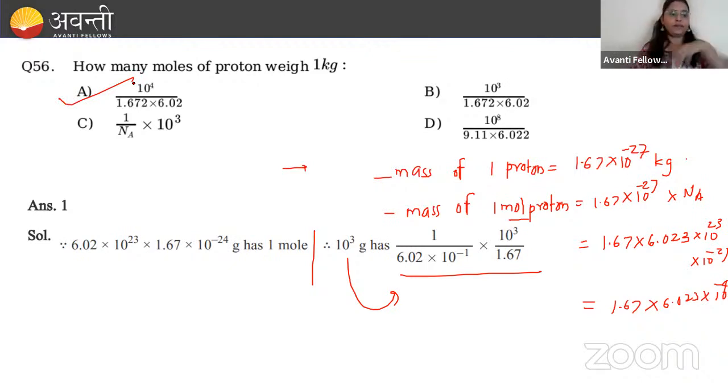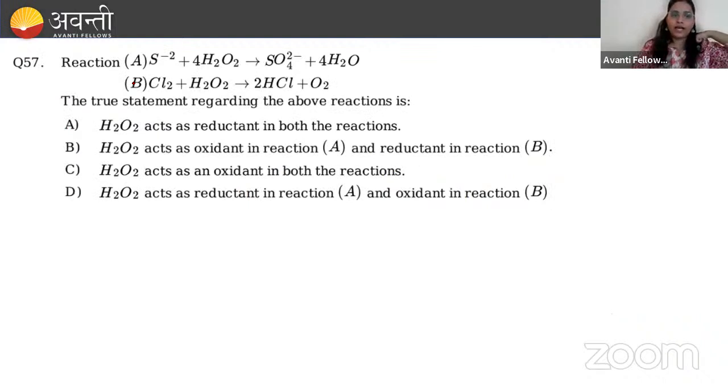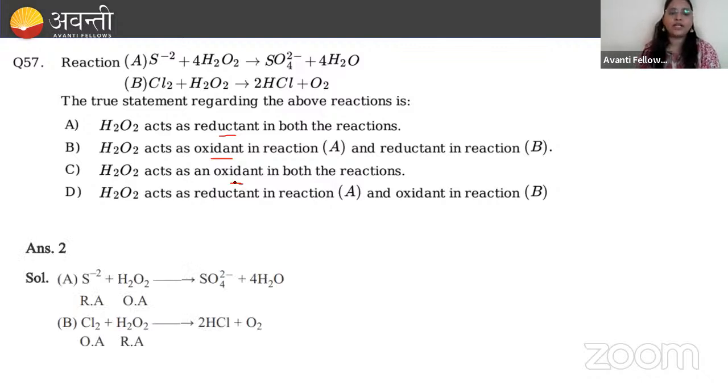Yeah. Next problem, 56, 57. A reaction is given to us and we are asked for the true statement regarding the above reaction. The options are: H2O2 acts as a reductant, H2O2 acts as an oxidant, H2O2 acts as an oxidant in both, or reductant in A and oxidant in reaction B. So consider both the reactions. Here you can see that the sulfur S2- species acts as a reducing agent and H2O2 acts as an oxidizing agent.